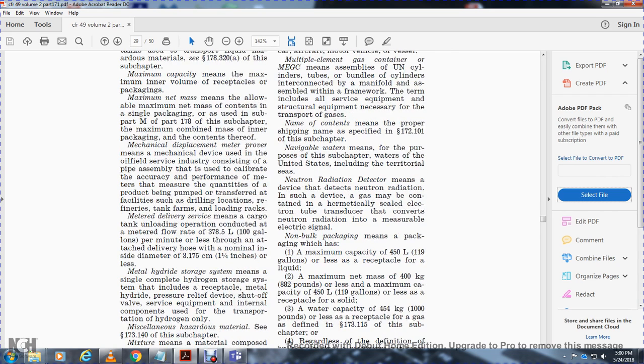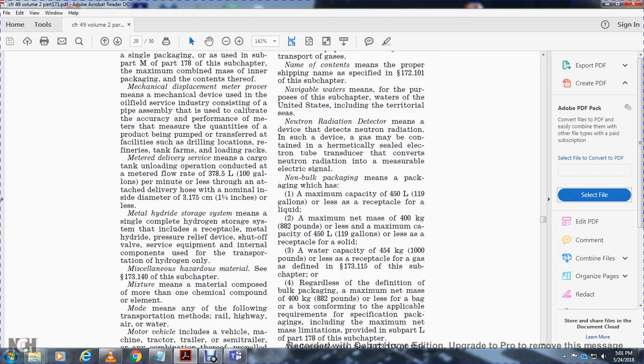Metal hydride storage system means a single-component hydrogen storage system that can include the receptacle, metal hydride, pressure relief device, shutoff valve, service equipment, and internal components used for the transportation of hydrogen only.